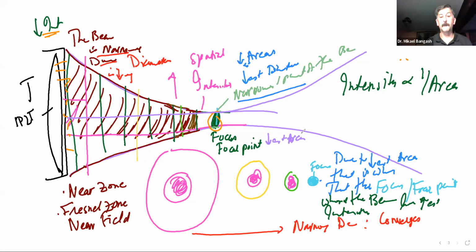Clear? Okay. And due to this smaller or smallest area, it will have the greatest intensity. What kind of intensity are we talking about here? The spatial intensity. The intensity in terms of space. Because all this here is the space or area of your beam at different points.